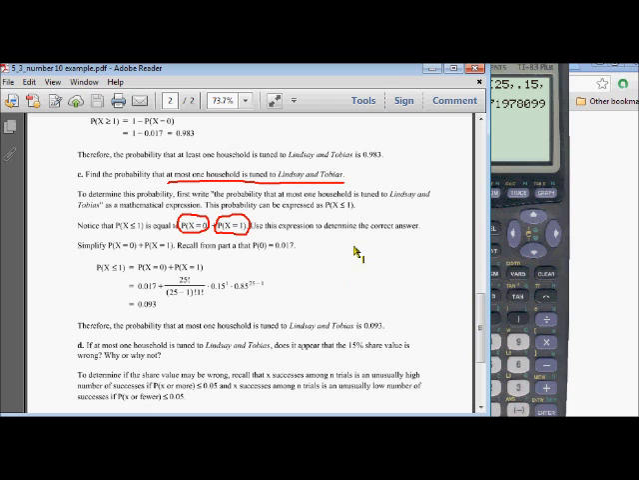Okay, let's continue. We're now at the spot where we have to calculate this. And we've already done that one from part A. So I now need to come up with this one. I know part A. I just have to come up with this additional probability.